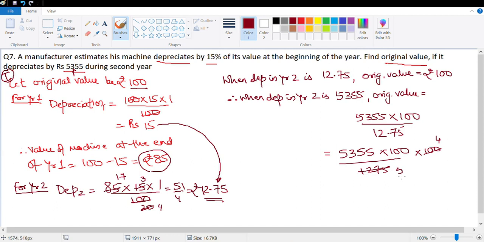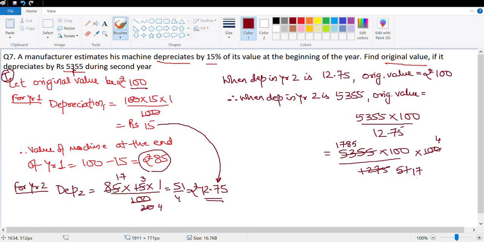25 into 5 is 125. That's 25, which means 1. So 51 into, let's divide by 3. That's 3 into 17. This is 3 into 1, 3, 23. That's 3 into 7, 21. That's 25. 3 into 8, 24. That's 3 into 5, 25.